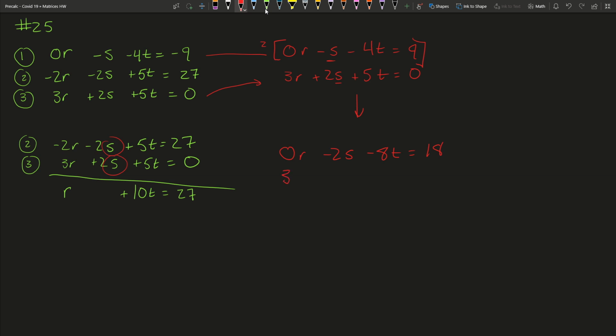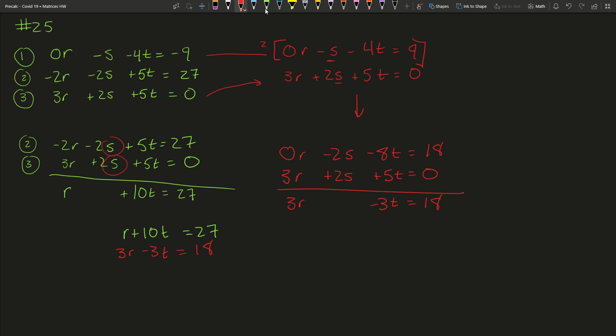And then the bottom one we can just leave alone. When we add down, we get 3r plus 3t minus 3t is equal to 18. Now we have a system of two equations. We have r plus 10t is equal to 27, and we have 3r minus 3t is equal to 18. Then we have to solve this system of two.